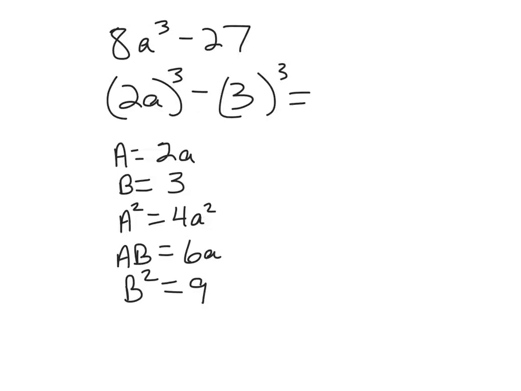And then we're just going to put it all in that formula that we learned, which for the one that was subtraction went 2a minus 3. It was a minus b in the first one. And in the second one, it was a squared plus ab plus b squared, which in this case would be 4a squared plus 6a plus 9.